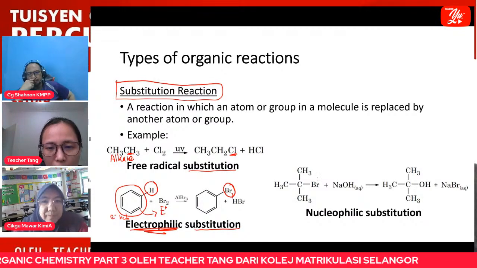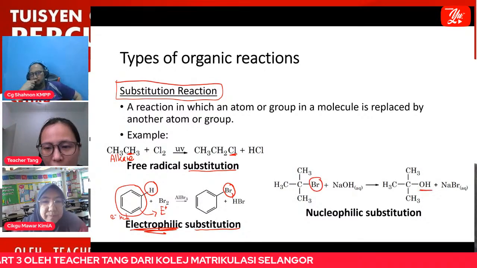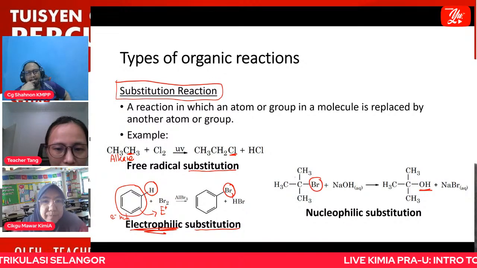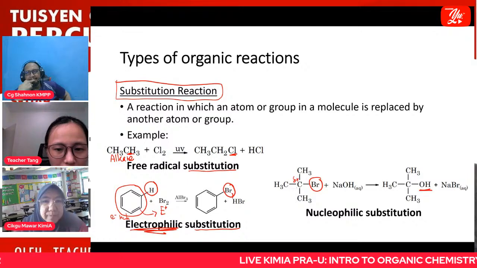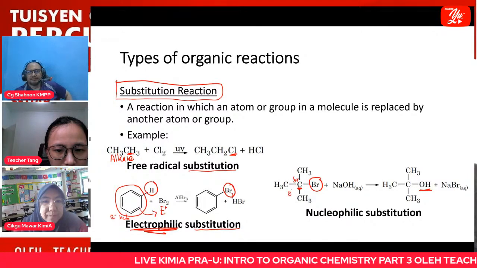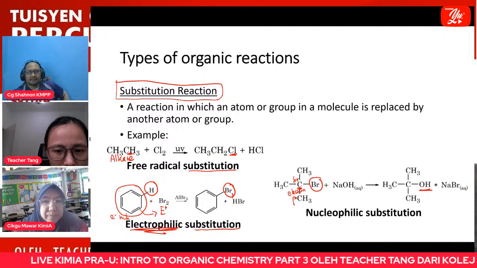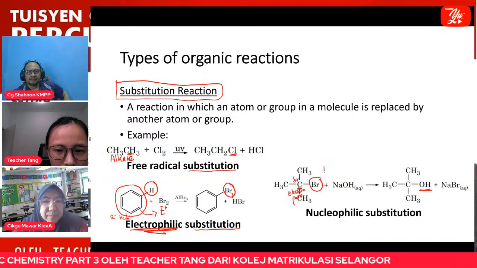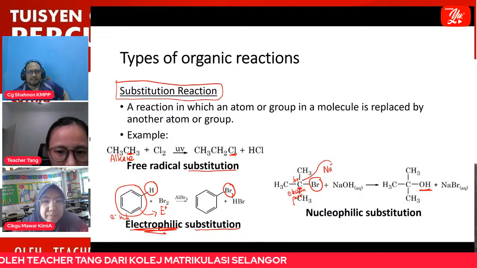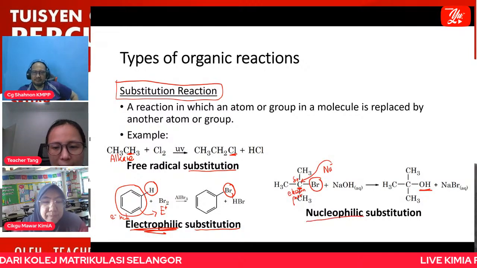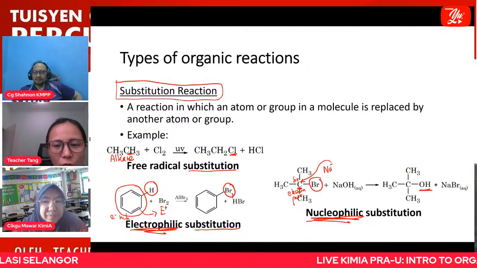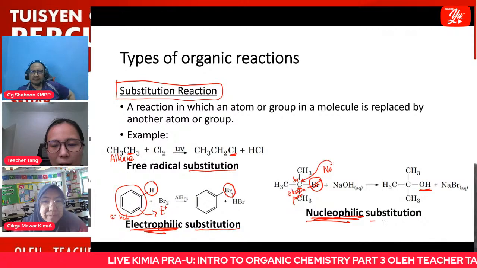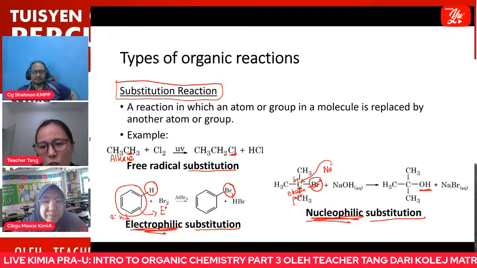You can see that the bromine here is replaced by OH. For this carbon, it is electron deficient or electron poor, therefore it will be attacked by nucleophile. Since it is attacked by nucleophile, it's nucleophilic. And when the nucleophile comes in and replaces the Br, it is called nucleophilic substitution.